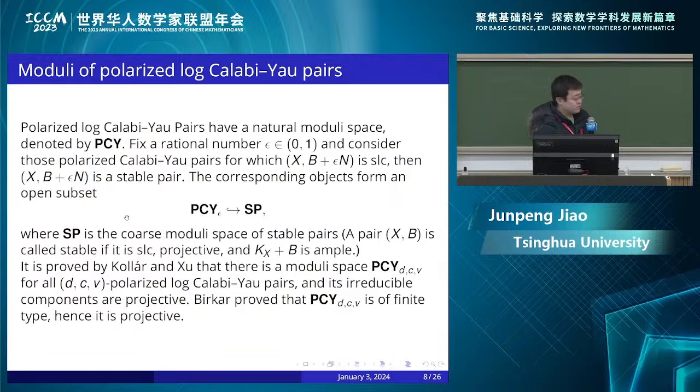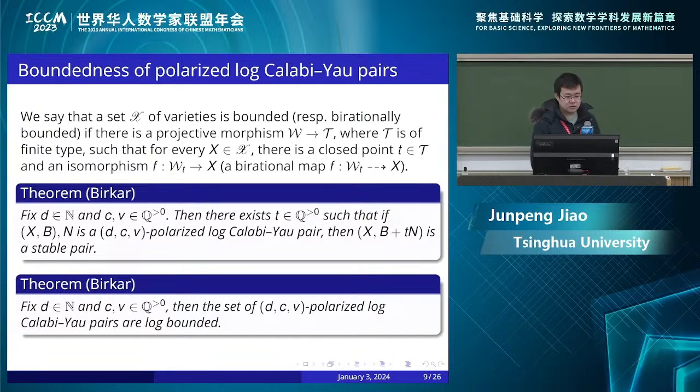And Professor Birkar proved that this coarse moduli space is actually of finite type, so it is projective and has finitely many irreducible components. Actually, Professor Birkar proved the following result: all (d, c, v) polarized log Calabi-Yau pairs are bounded.